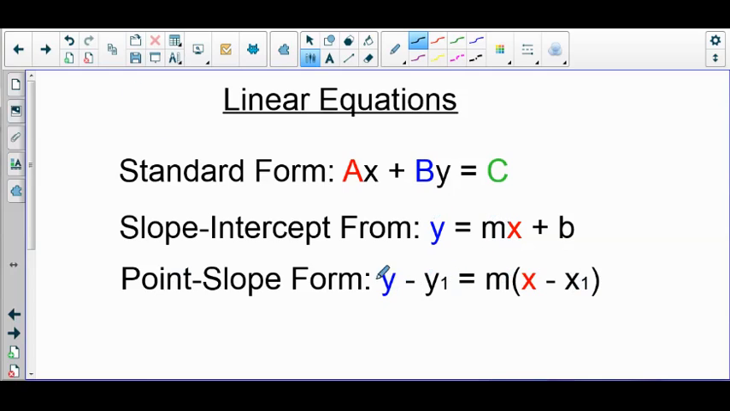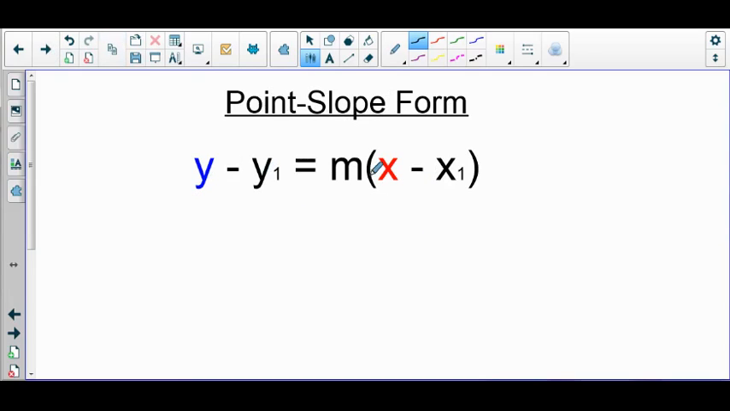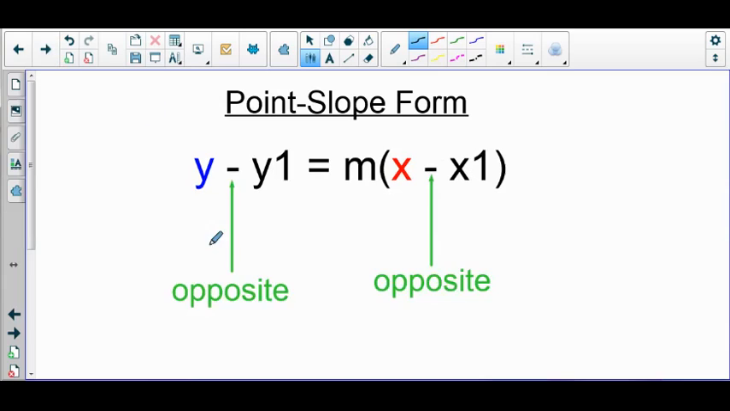So let's look a little more closely at point slope form. Y minus y1 is equal to m times x minus x1. The slope you already know how to find. The key to finding the point is this: yes, it's a minus, but it also means opposite. Keep that in mind whenever you're figuring out how to plot your first point.